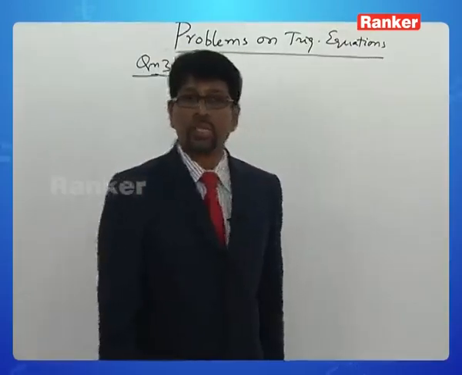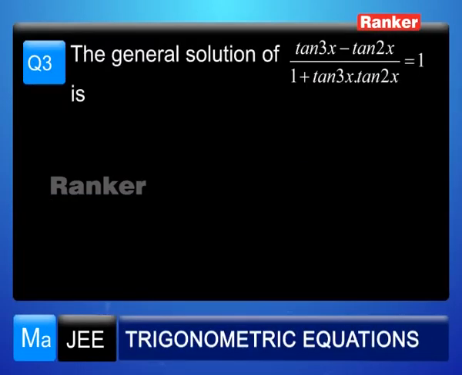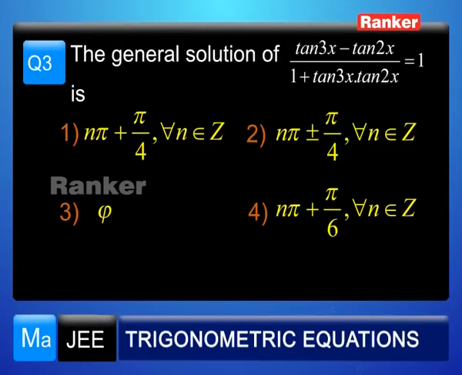Let's move to the next question. Question number 3. The general solution of the equation tan 3x minus tan 2x by 1 plus tan 3x tan 2x is equal to 1 is, first option, n pi plus pi by 4 for all n integers. Second option, n pi plus or minus pi by 4 for all n integers. Third option, null set. Fourth option, n pi plus pi by 6 for all n integers.